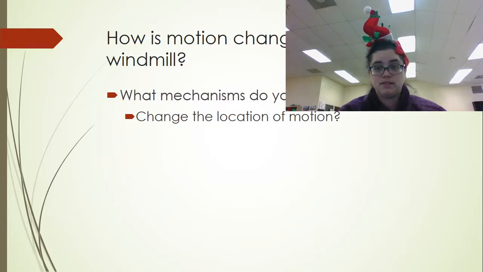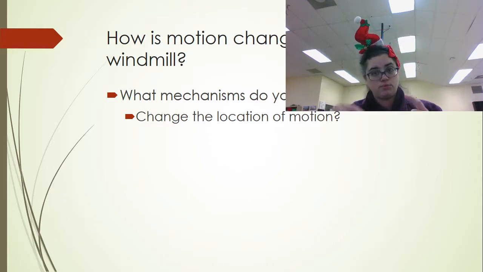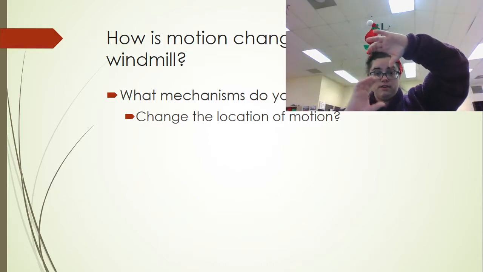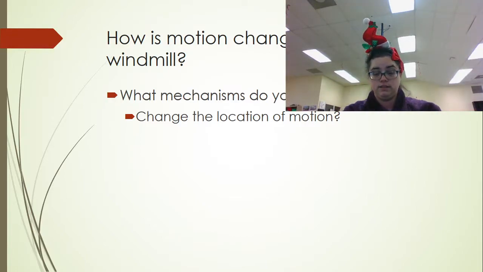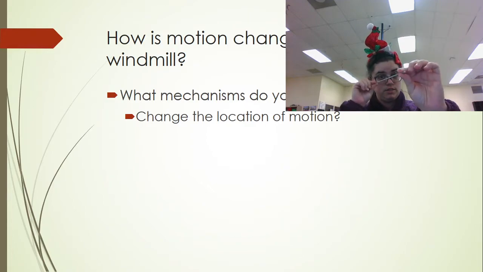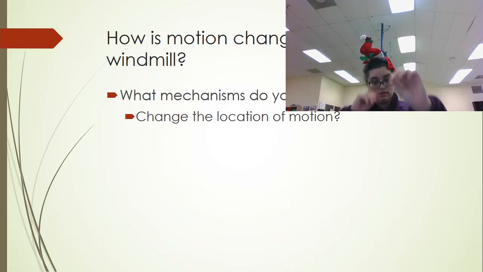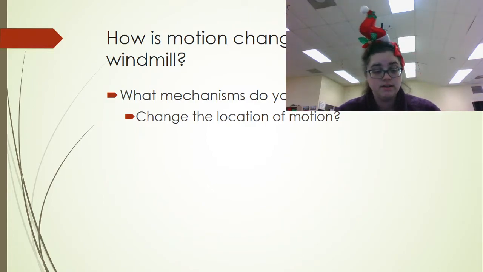So what mechanisms are we thinking about for changing the location of the motion? Some people have thought about using sprockets and chains, because if I have a sprocket here and a sprocket down at ground level, and put a chain around it, it'll keep it in the same orientation, horizontal, going the same direction, it'll just drop it down low where people can use it.